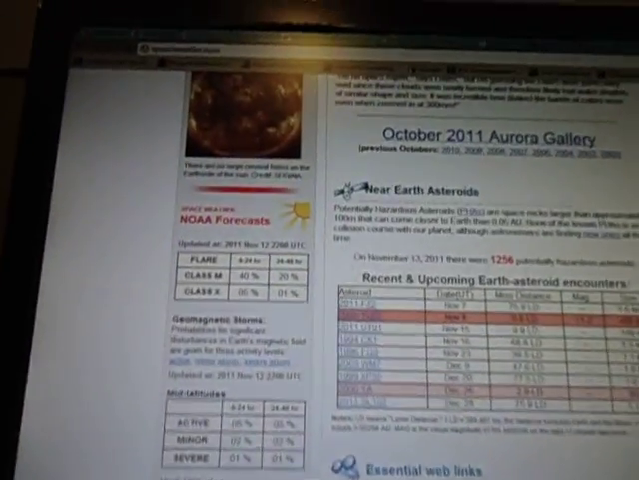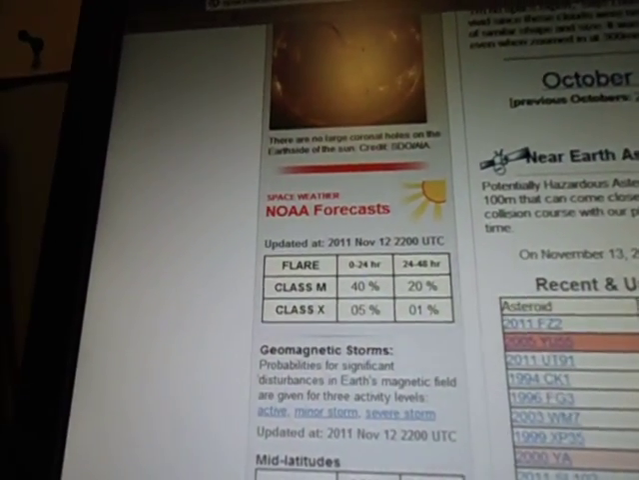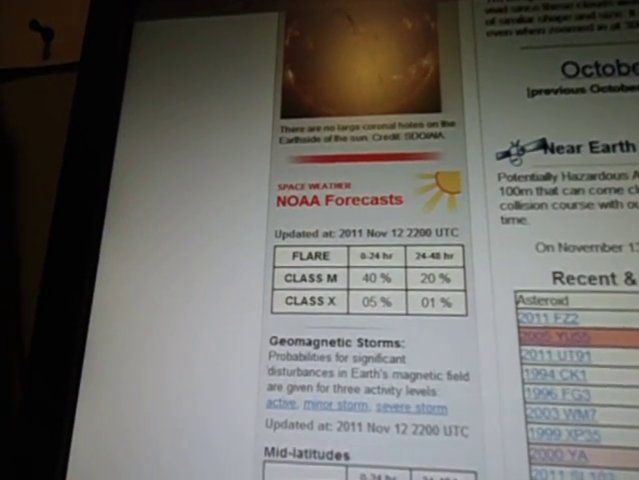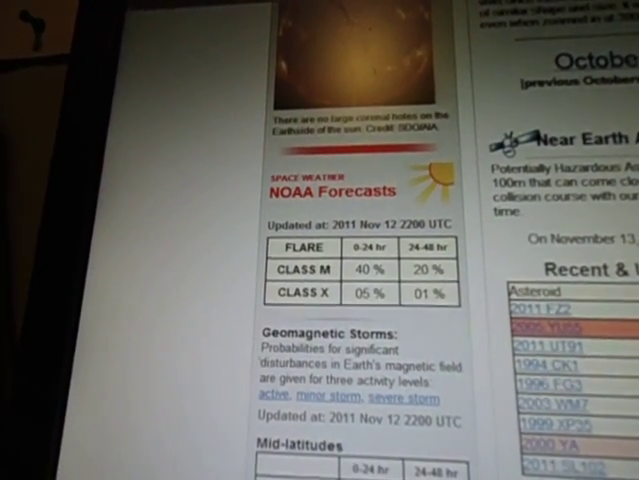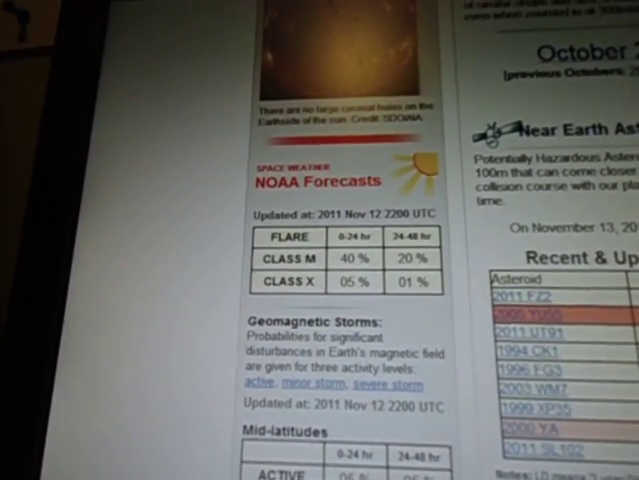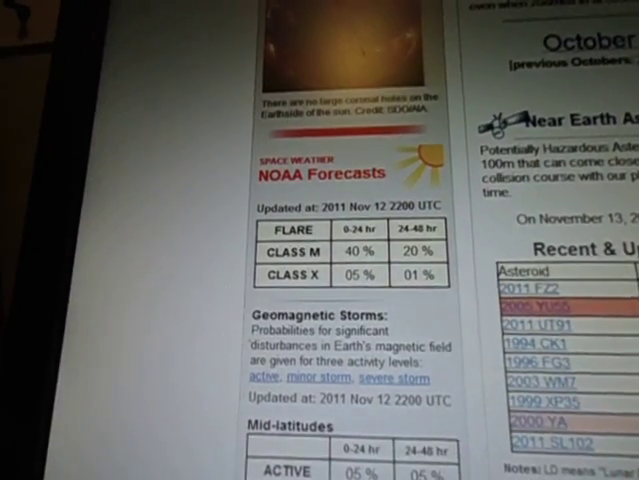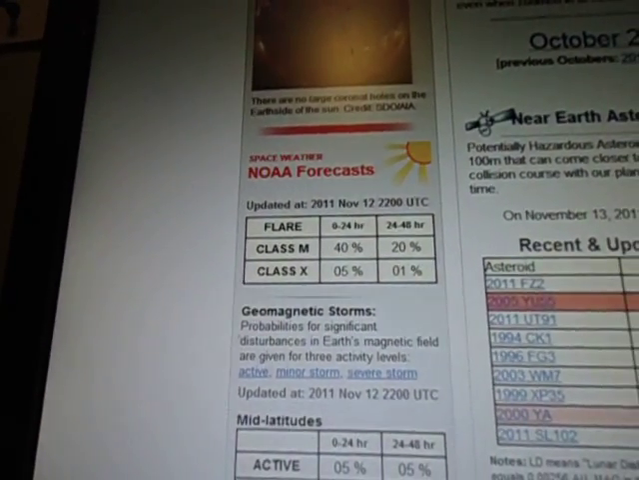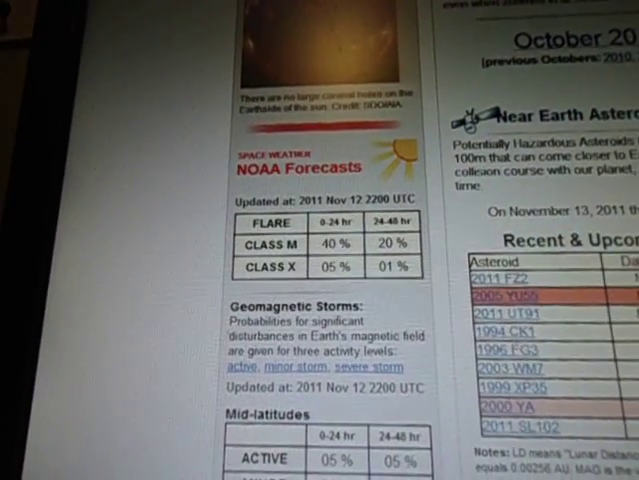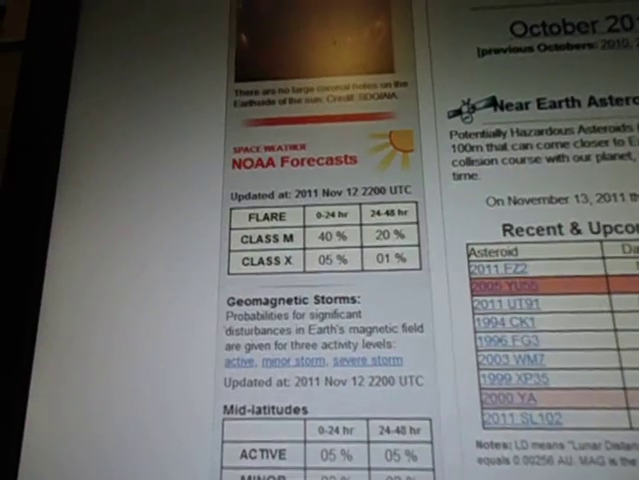So anyways, here's the NOAA forecasts. November 12th at 2200 UTC, so that'd be like 11:00. No, sorry, 10:00, right? Yeah. The flare is within 0 to 24, and then 24 to 48 hours. So now we're in the 24 to 48 hour. So the Class M flare chance is 20%, but yesterday it was 40%. Class X is down to 0.1%.